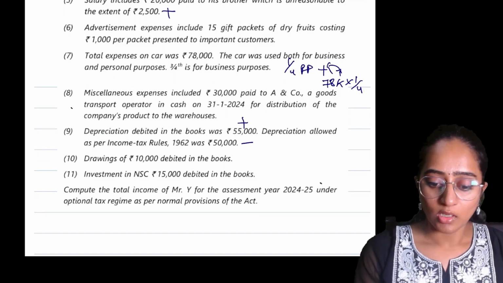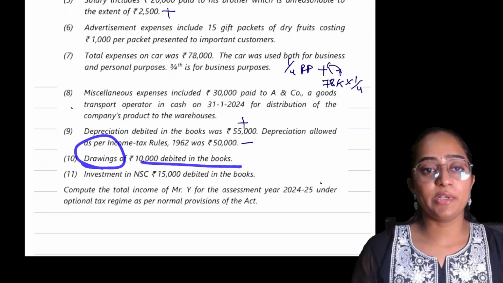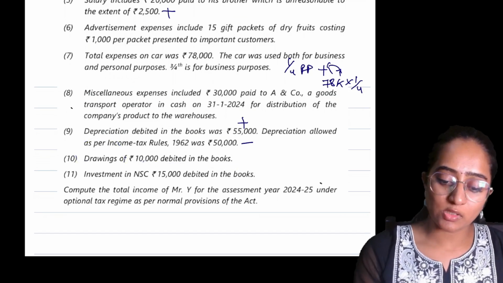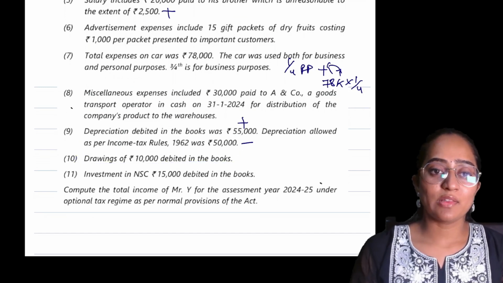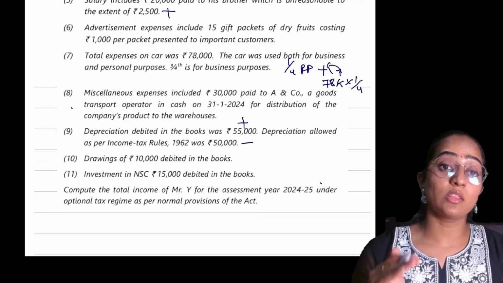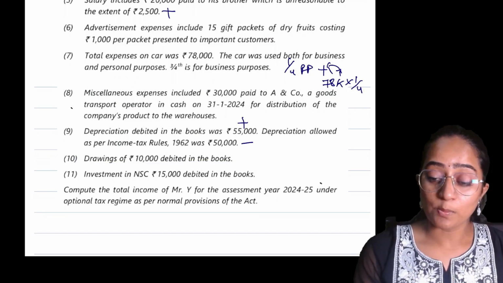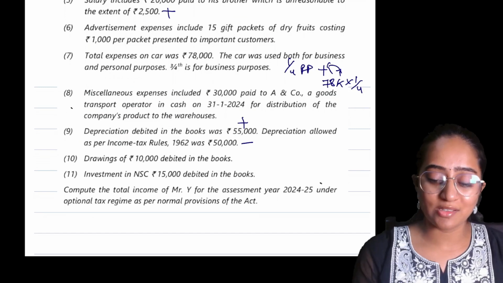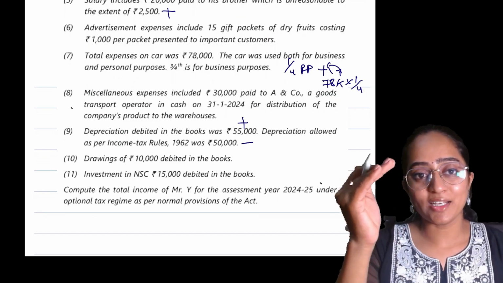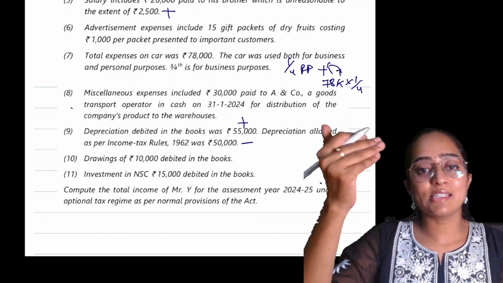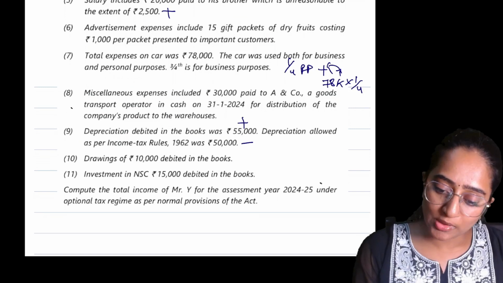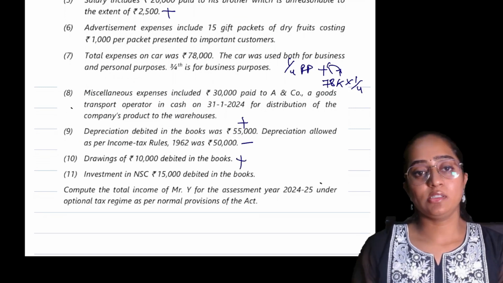Clear? Drawings of 10,000 rupees debited in the books. Drawings of how much? Drawings of 10,000 which is debited in the books. What does it mean? That is minus of the drawings, whatever is being done. In the books, they have subtracted drawings, but drawings is personal in nature, no? They have considered it as an expense. Now, this is going to be disallowed because it is personal in nature.